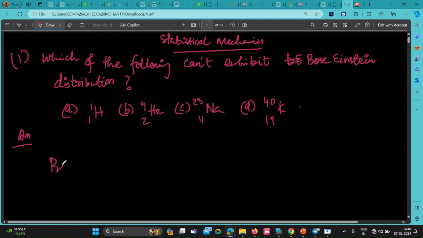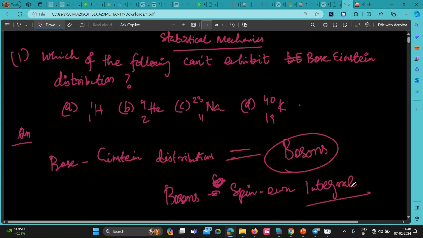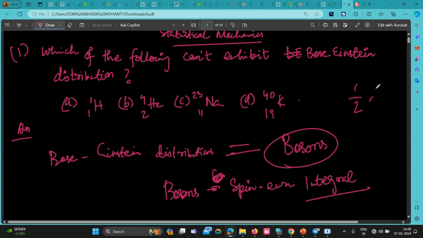See, Bose-Einstein distribution, it will have particles like what? It will have bosons with it, right? The particles participating in Bose-Einstein distribution are usually bosons. What are bosons? Bosons are integral spin particles, spin is 1, 2, 3, like that. Not like 1 by 2 or 3 by 2. Those are for fermions. Bosons are integral.